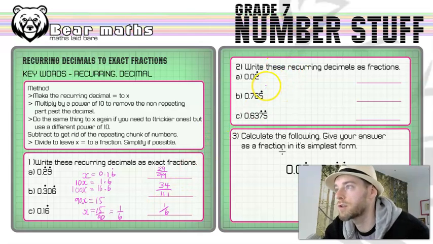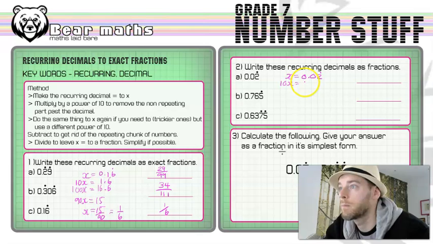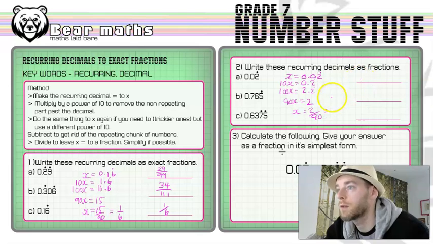In number 2, we've got much the same things going on. I'm going to do the first one pretty quickly, because it's pretty much the same as the other question. So make that equal to x. 10x equals 0.2 recurring. 100x equals 2.2 recurring. They now line up. I'm going to get 90x equals 2. And then x equals 2 over 90, which would be, as a final answer, 1 over 45. Both divided by 2. Pretty quick, pretty simple.